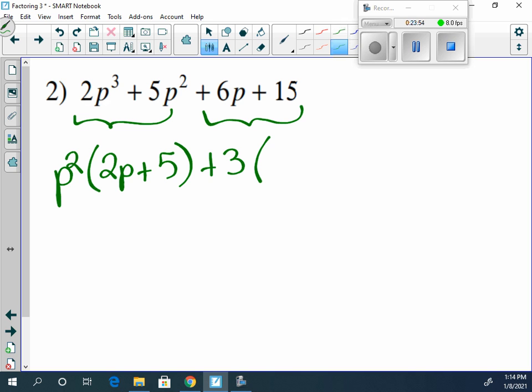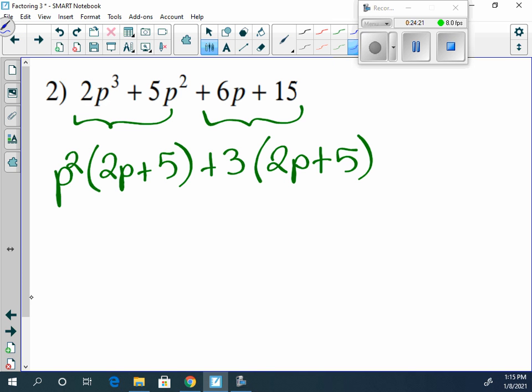Well, if I factor 3 out of 6p, well, 6 divided by 3 would be 2p. Plus 15 divided by 3, if I factor 3 out of 15, I'm left with 5. So I factored p squared out of the first 2 terms. I factored 3 out of the third and fourth term. And I got this here.